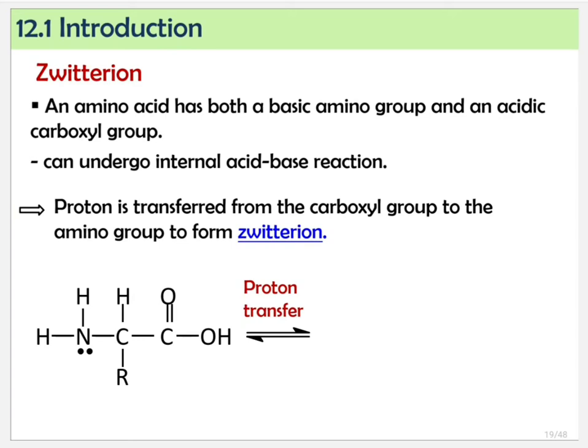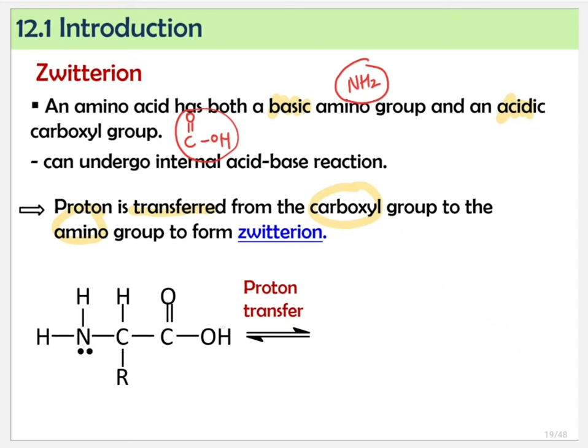So an amino acid has both basic amino group. Amino group adalah NH2. Dan bila kita recap balik dekat tajuk amine, kita dah go through yang amine ni dia adalah basic. Okay, and also acidic carboxyl group. So carboxyl group COOH. Jadi ini adalah acidic. Okay. Jadinya amino acid ni dia ada dua-dua, basic dengan acidic group di dalam compounds yang sama. Therefore, it can undergo internal acid-base reaction. Okay, di mana proton is transferred from the carboxyl group to the amino group to form Zwitterion.